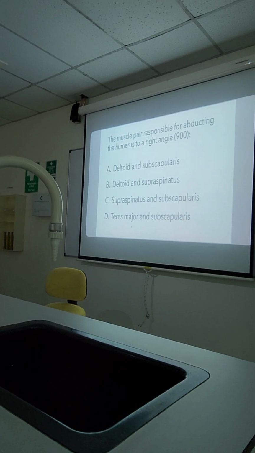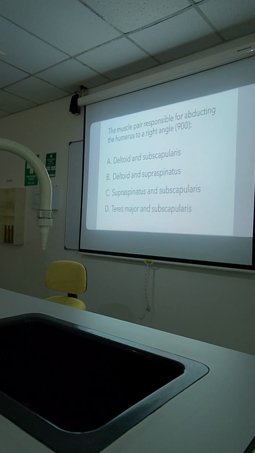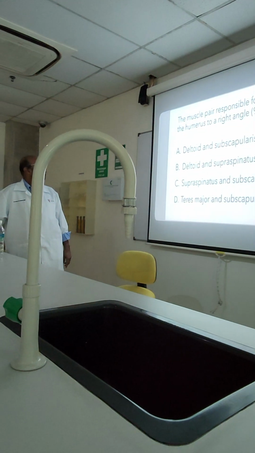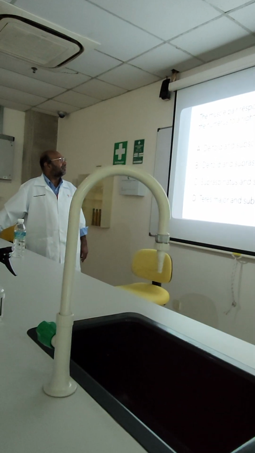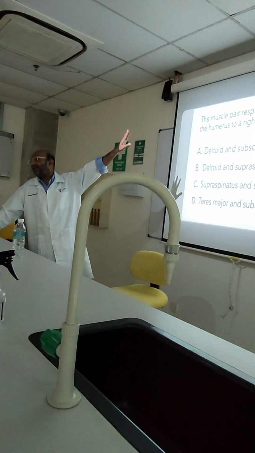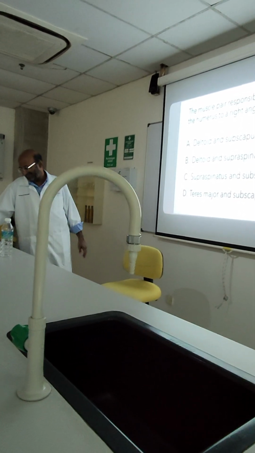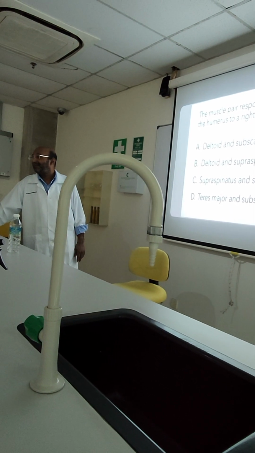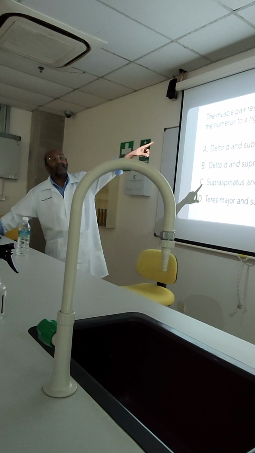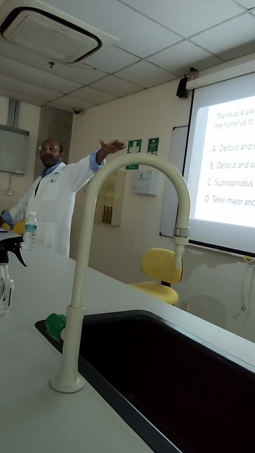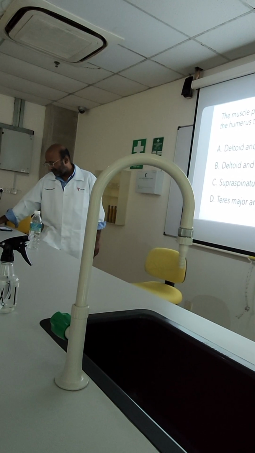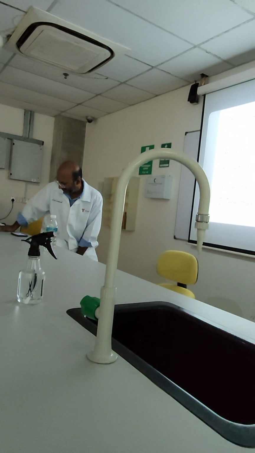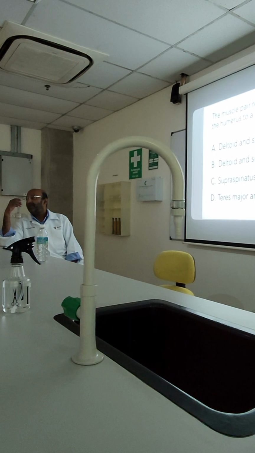90 degrees. Actually this is 90 degrees and not 900. Which muscle? From here, subscapular here is external rotation. You know, abduction also, abduction and external rotation could have, but not by a lot.